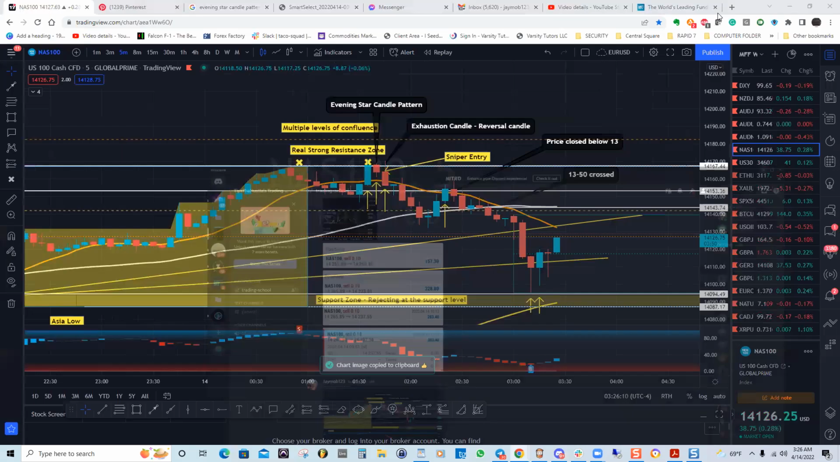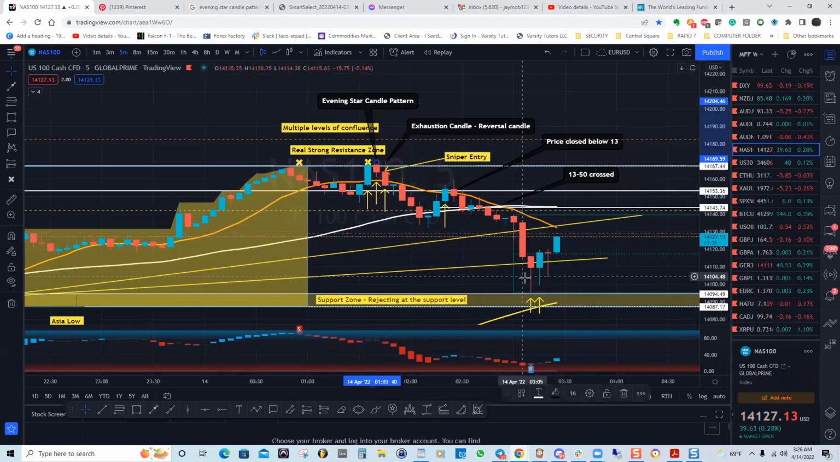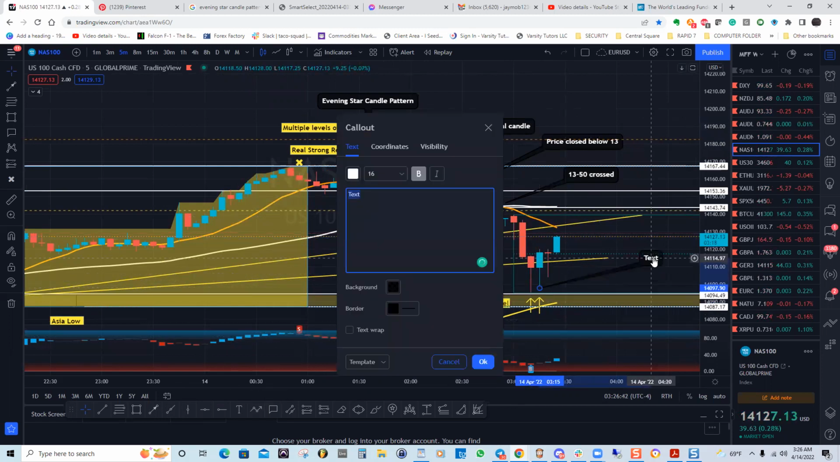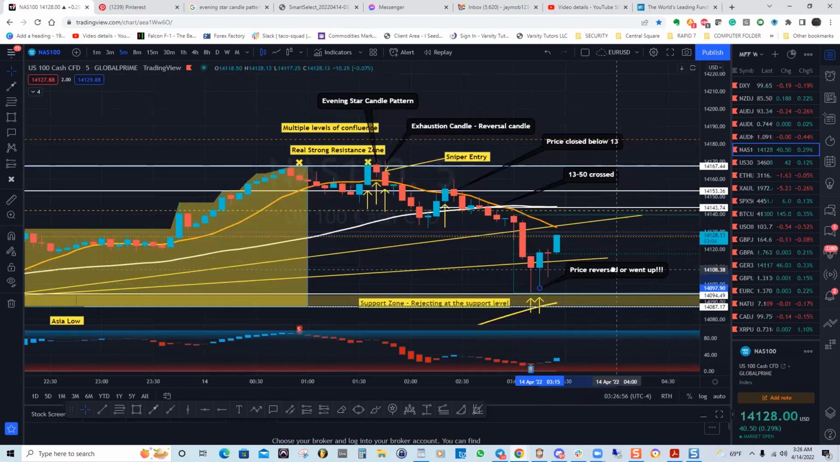So that's that. Okay, so then what we got, see, it reversed here, reversal, right? Reversal right here, see? So this is a reversal pattern right here. This is price reversing right here. Look at this. I'm going to put a line right here. Look at that. Price reversed, or went up, right? Everybody see that?